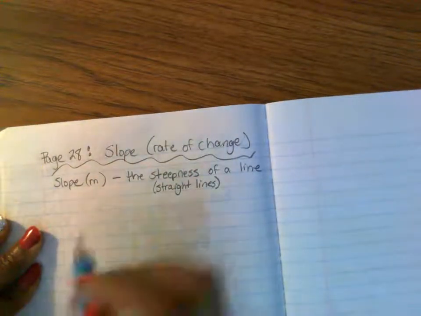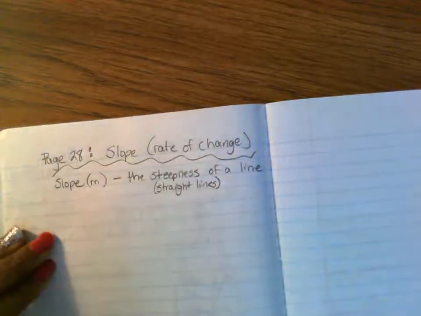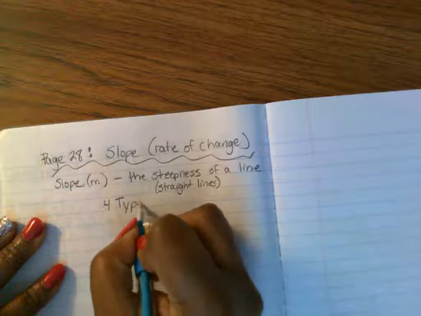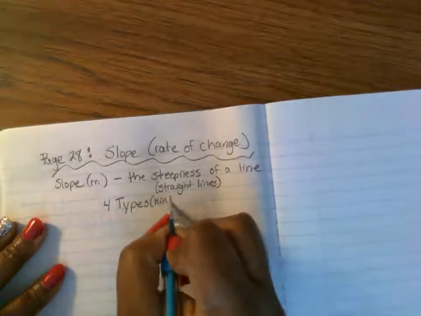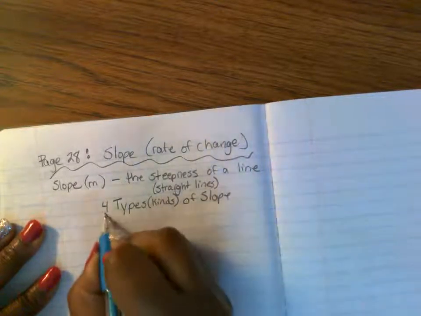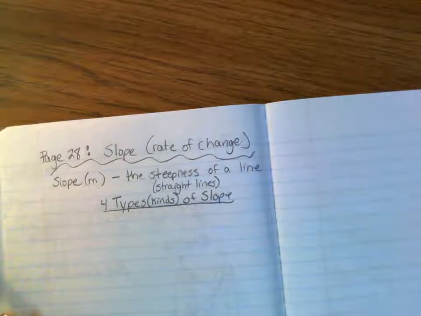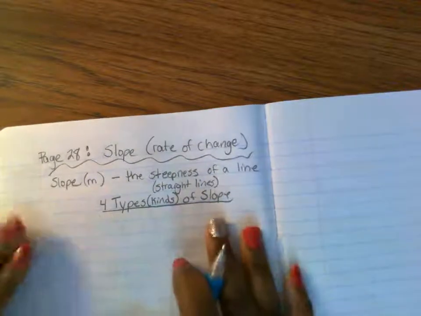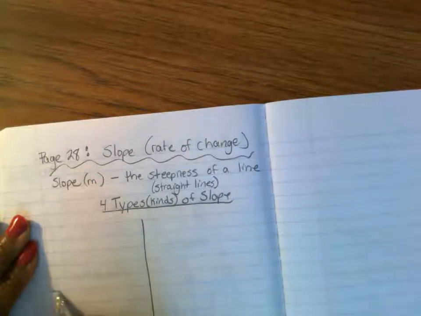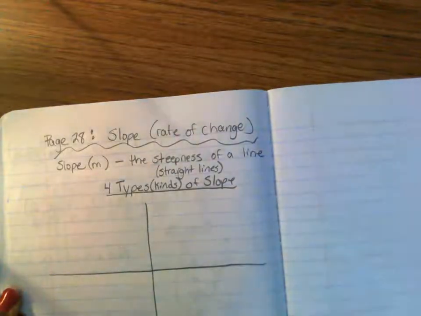There are 4 kinds of slope. We can put slope into 4 different categories, 4 types or kinds of slope. Okay, so I'm going to make 4 boxes, and then talk about the 4 different kinds of slope.